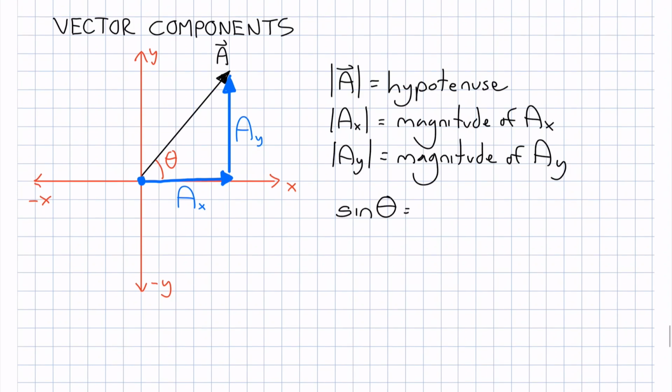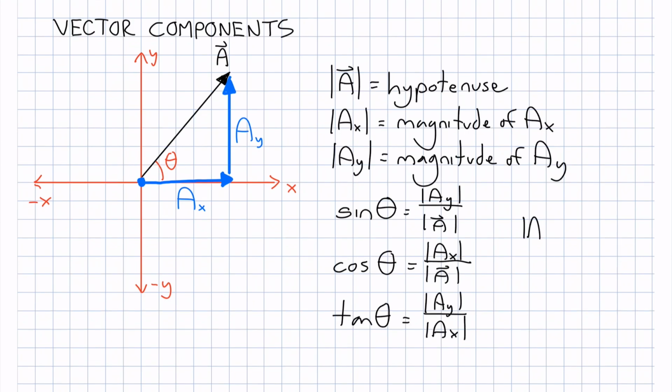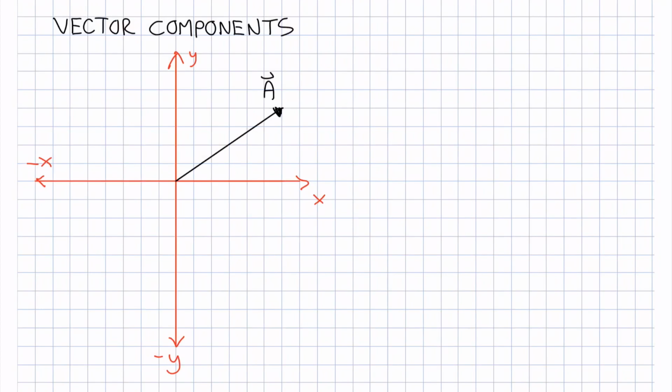And now I can write the trigonometric functions in terms of AX, AY, and the overall magnitude A. I can also write Pythagoras' theorem using these quantities as well. Okay, let's try an example. I'm just going to write here a force vector of A is 7.211 newtons. And it's also at an angle of 33.69 degrees as measured counterclockwise from the positive x-axis.